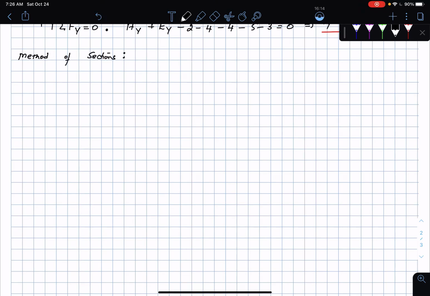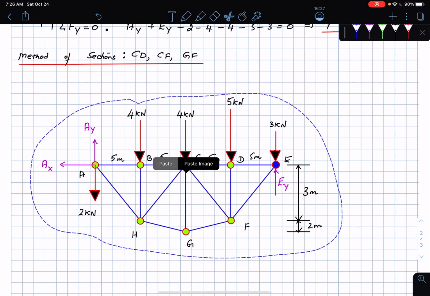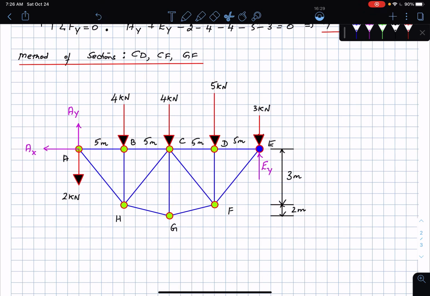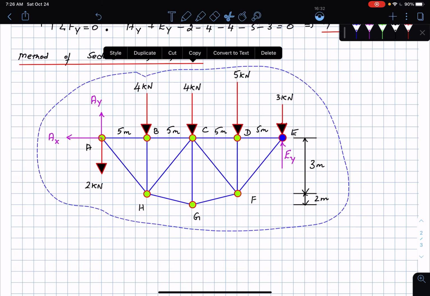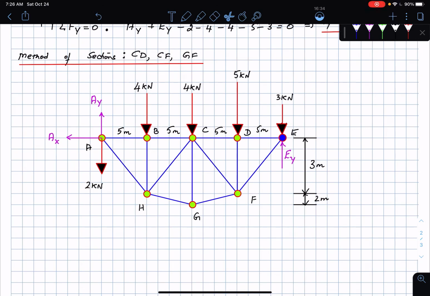This is to find the forces in the bars CD, CF, and GF. I'm going to put my figure down here. I have calculated the support reactions. Maybe this is a good time to calculate my slope triangles in this situation. You can see the slope triangle attached here. I have one slope triangle here which is necessary for me.